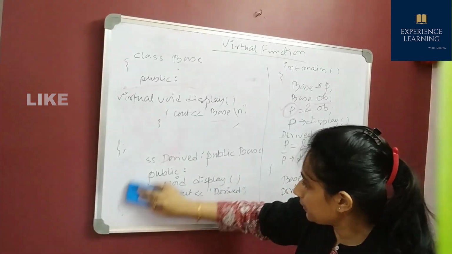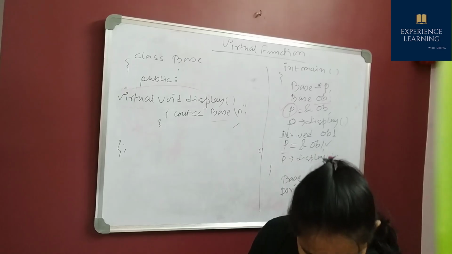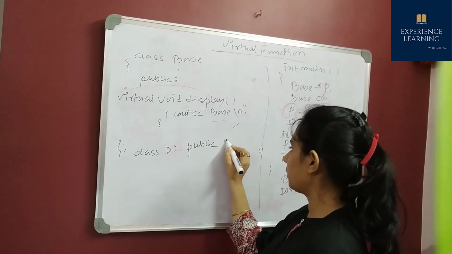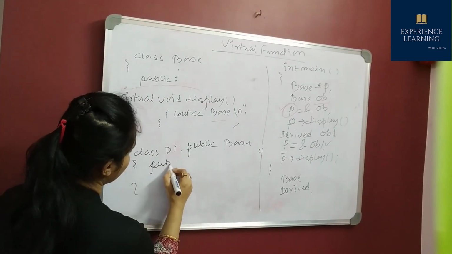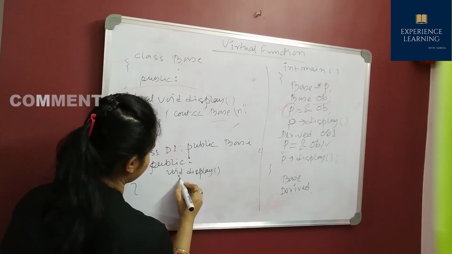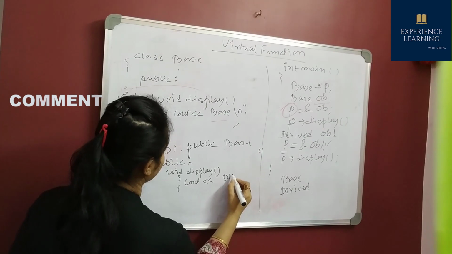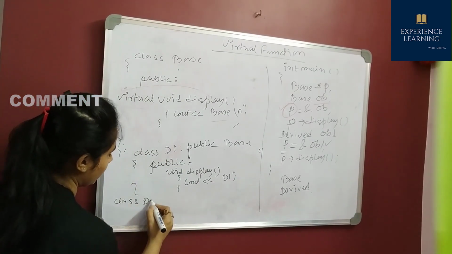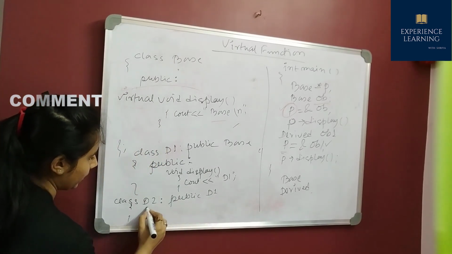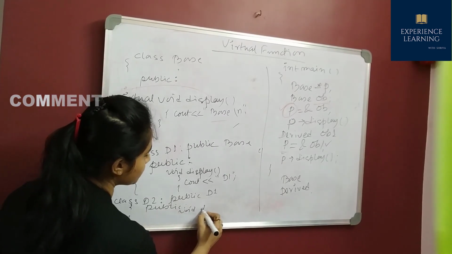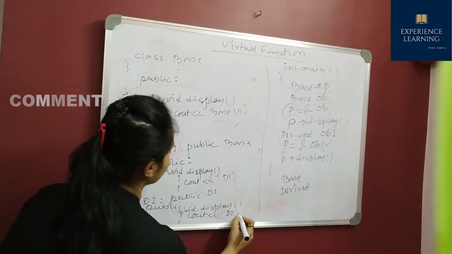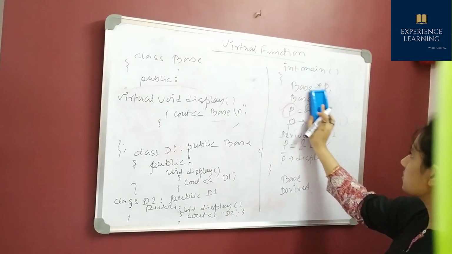Now consider multilevel inheritance. Say I am writing class D1, public Base, with public void display, cout D1. Next, class D2, public D1, with public void display, cout D2.